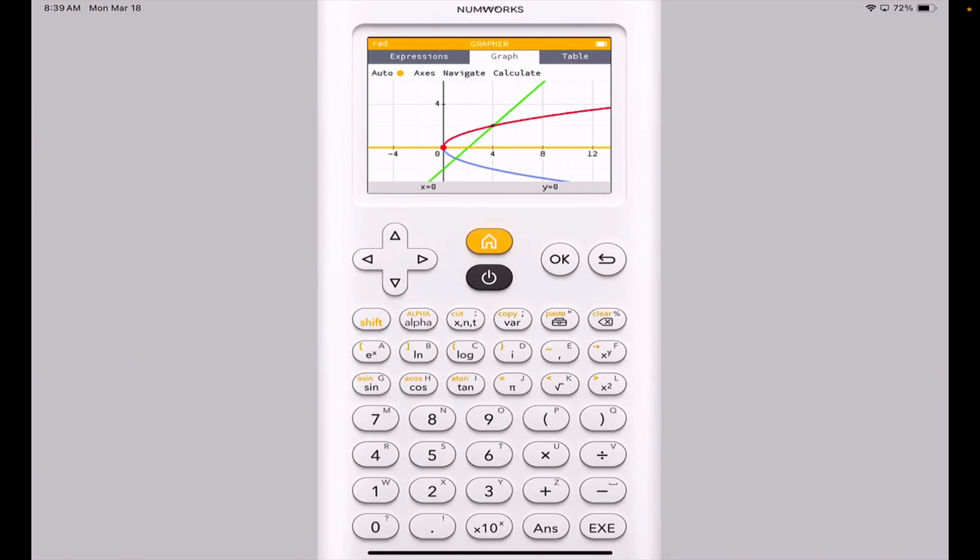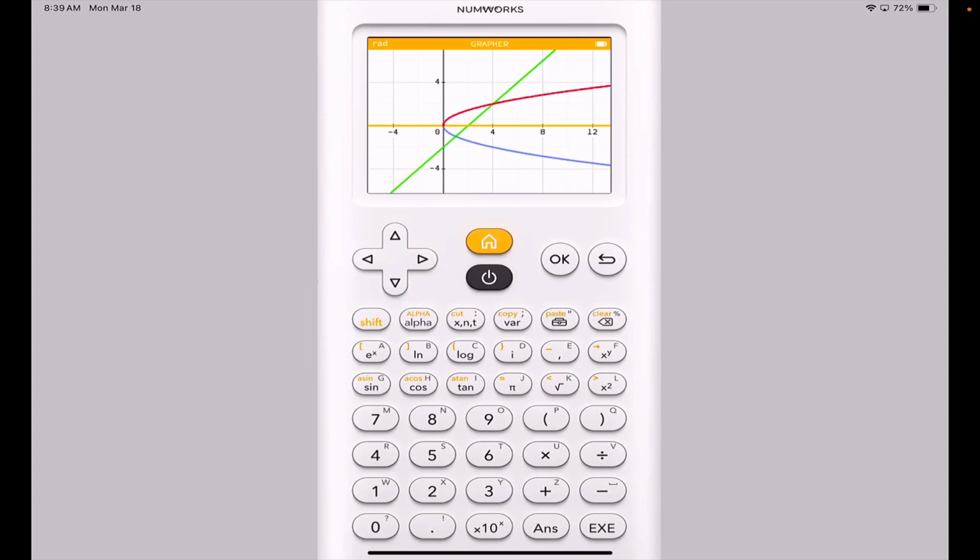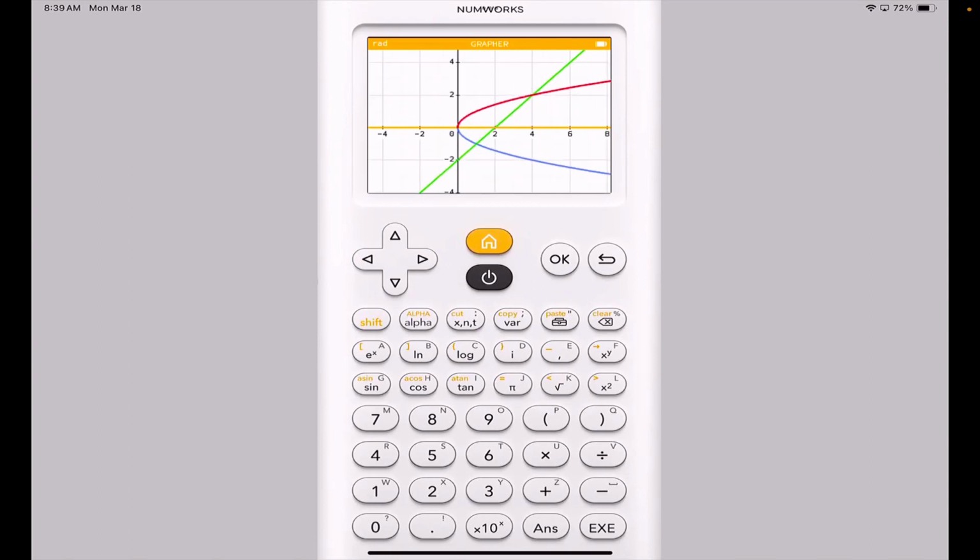So remember, we only care about the first quadrant. We only care about the first quadrant stuff. So I'm going to go to navigate a little bit so I can get a better view. And then remember, the plus and minus, the addition and subtraction sign, are the ones to zoom in and zoom out.